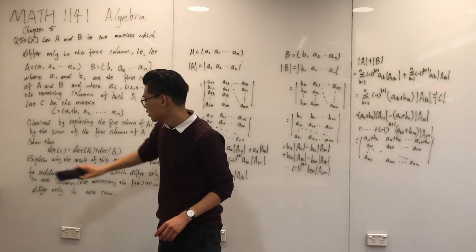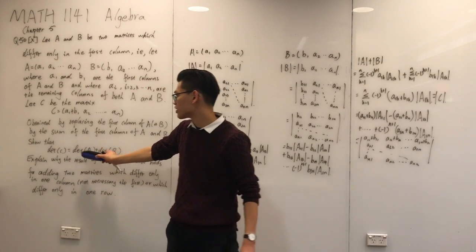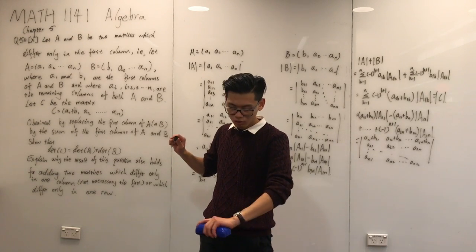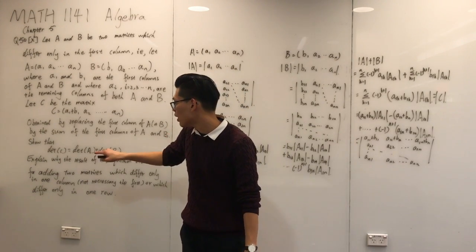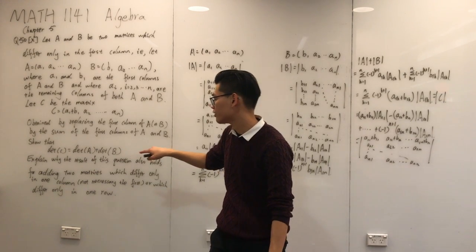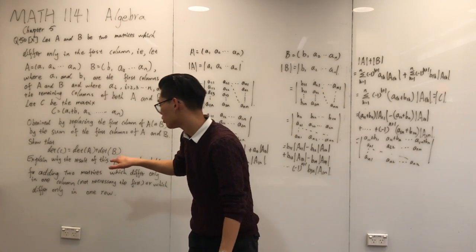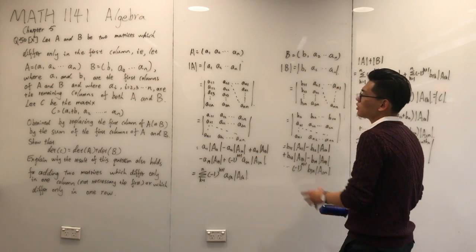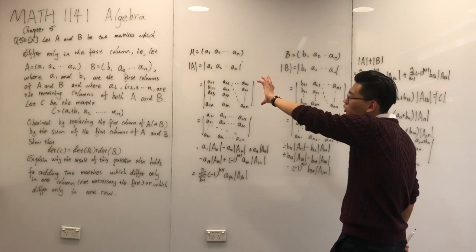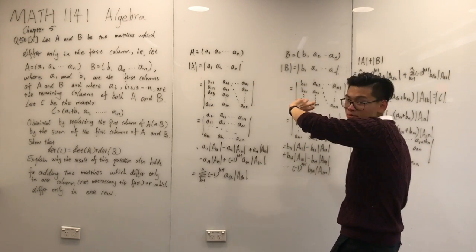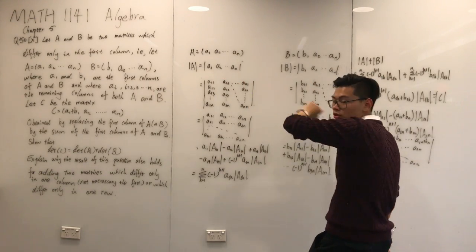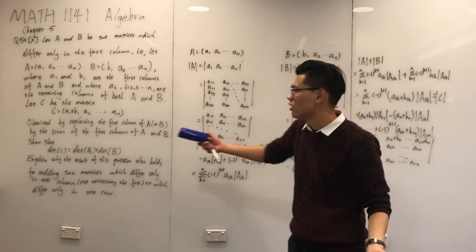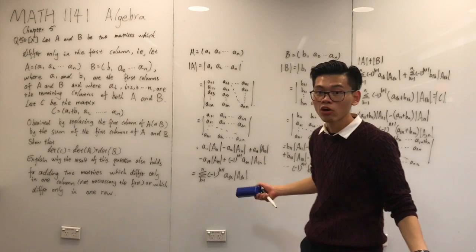Okay, now we have proved that determinant C equals determinant A plus determinant B, right? Now we can explain why the result of this question also holds for adding two matrices which differ only in one column, not necessarily the first, or differ only in one row. Which means they might not choose the first column; probably they choose the second column as B, or the third column as B, or the second row as B, or the third row as B, and so on. Is this going to change the result? I will say no. Why?